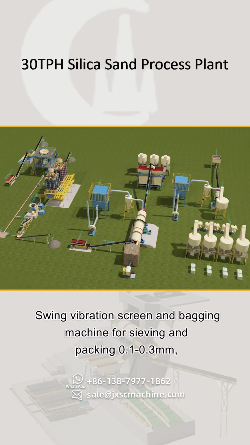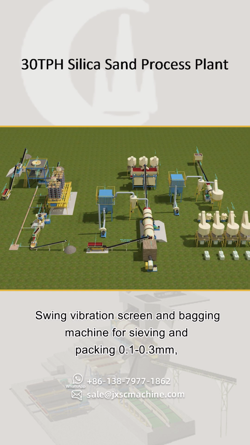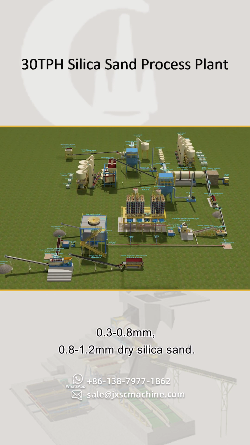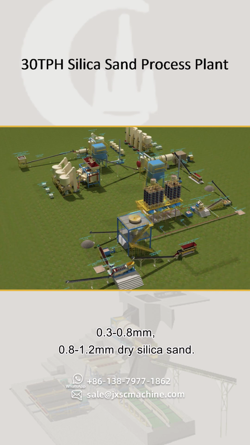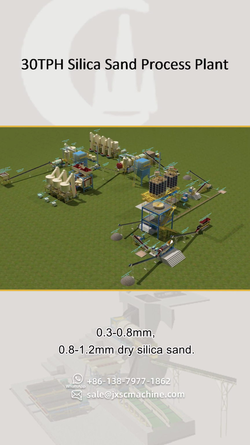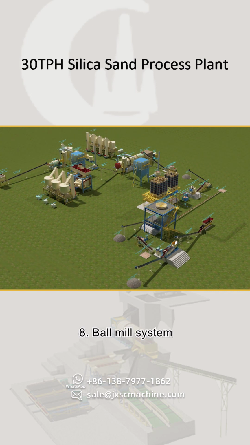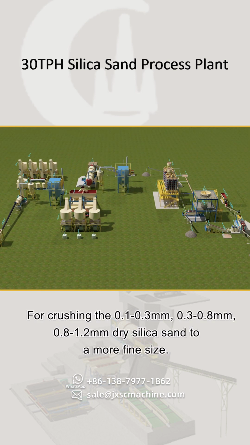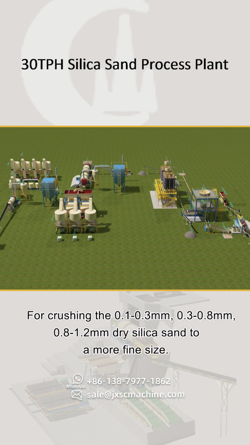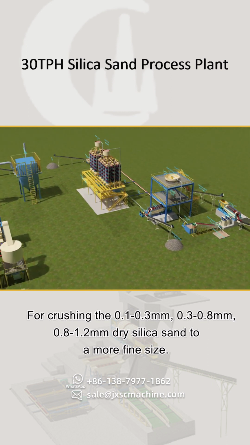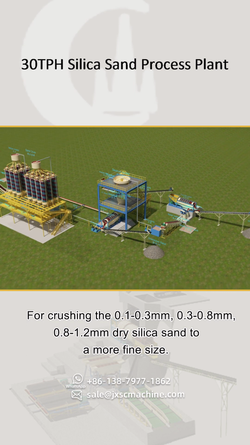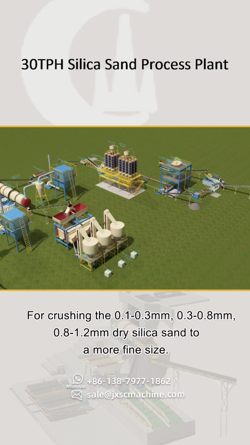Swing vibration screen and bagging machine for sieving and packing 0.1 to 0.3 mm, 0.3 to 0.8 mm, 0.8 to 1.2 mm dry silica sand. 8. Ball mill system. For crushing the 0.1 to 0.3 mm, 0.3 to 0.8 mm, 0.8 to 1.2 mm dry silica sand to a more fine size.